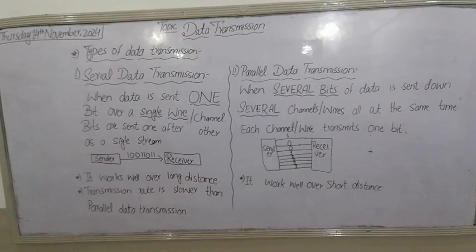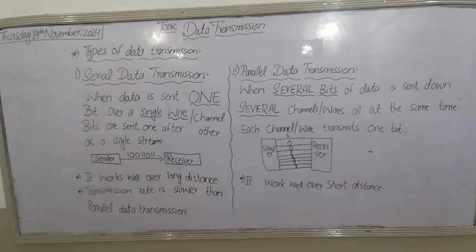Right, now let's move to the second type of data transmission, that is parallel data transmission. This type of transmission occurs when several bits of data are sent down several channels or wires at the same time. Okay, so more than one bit. Several bits means more than one bit of data is sent in parallel data transmission using more than one, meaning several, channels or wires, and it happens at the same time, right?